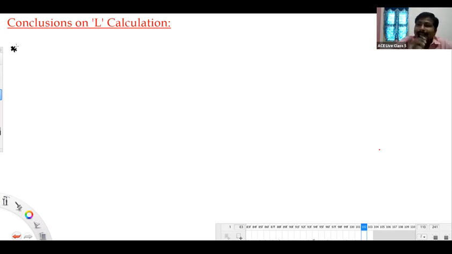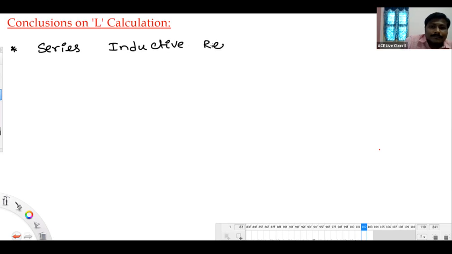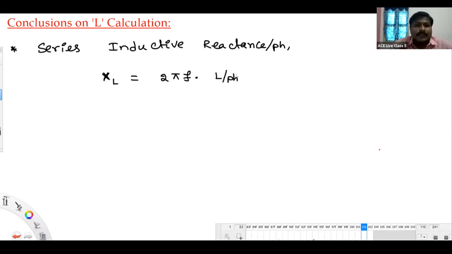What is the formula for series inductive reactance per phase? Series inductive reactance per phase, very simple formula. XL is 2 pi F into L per phase. Inductive reactance per phase will be equal to 2 pi F into L per phase.